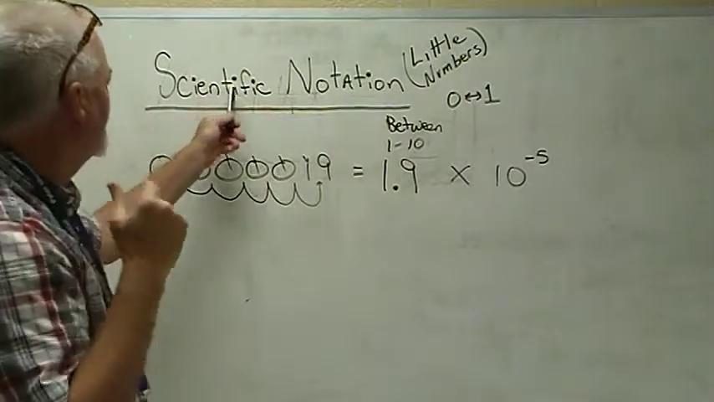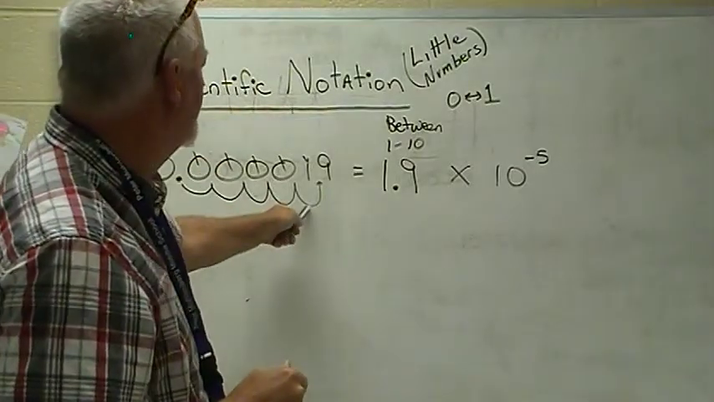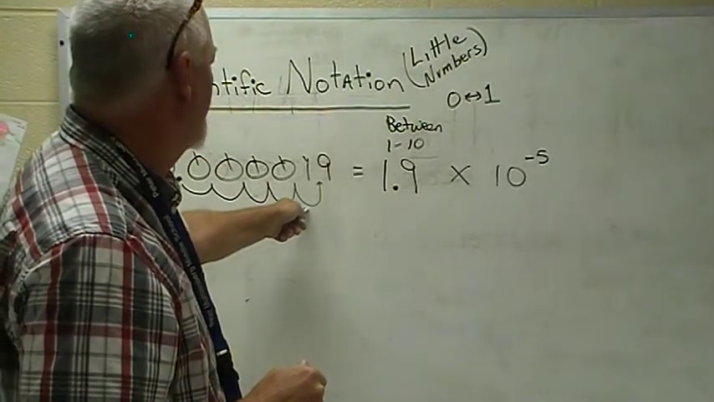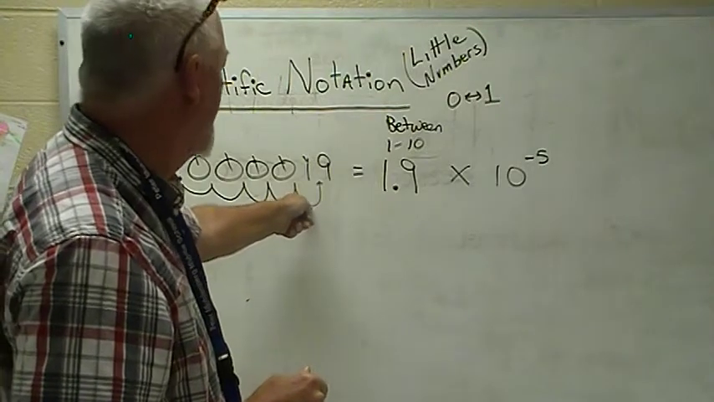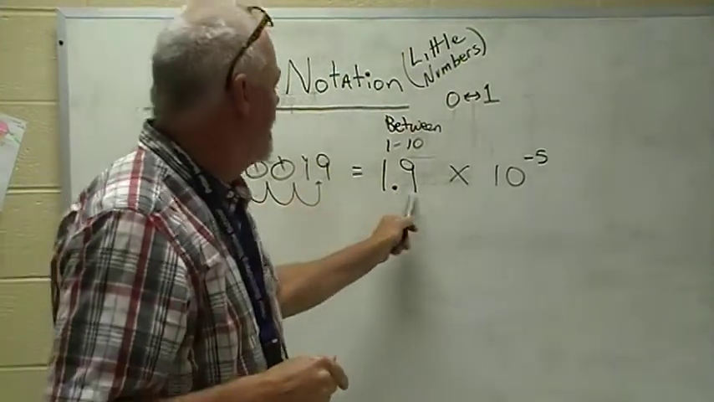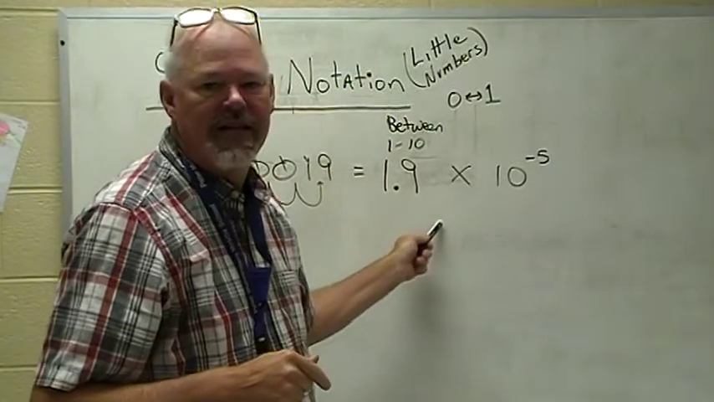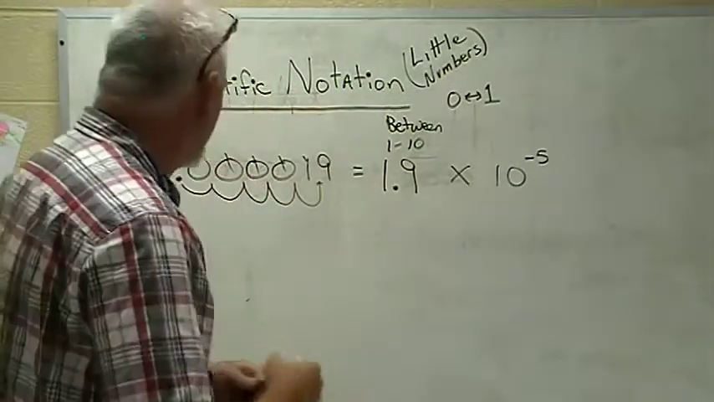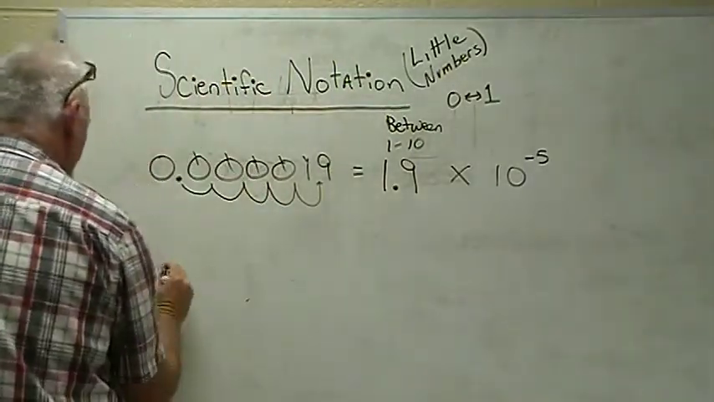So this is scientific notation. Same number, 1900 thousandths. This is the same number written in scientific notation. All right, let's do another one.